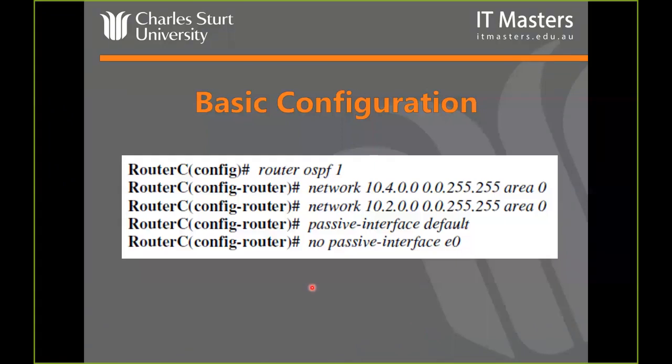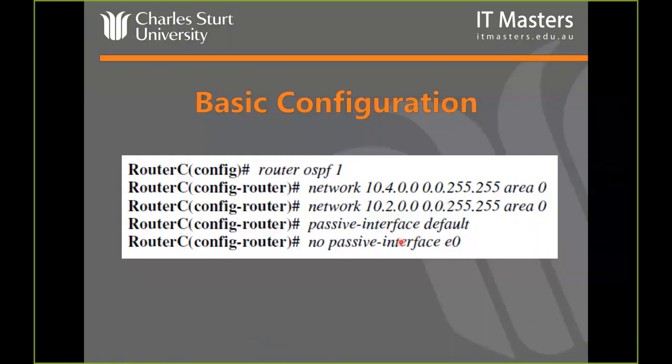And then these next two statements, the network statements, associate OSPF, or enable, if you like, OSPF on any network or any interface that has a network address that corresponds to that network. So what this is basically saying is any interface with an IP address that starts with 10.4 or 10.2 will now be configured to use OSPF in area zero. So that's what that's saying.